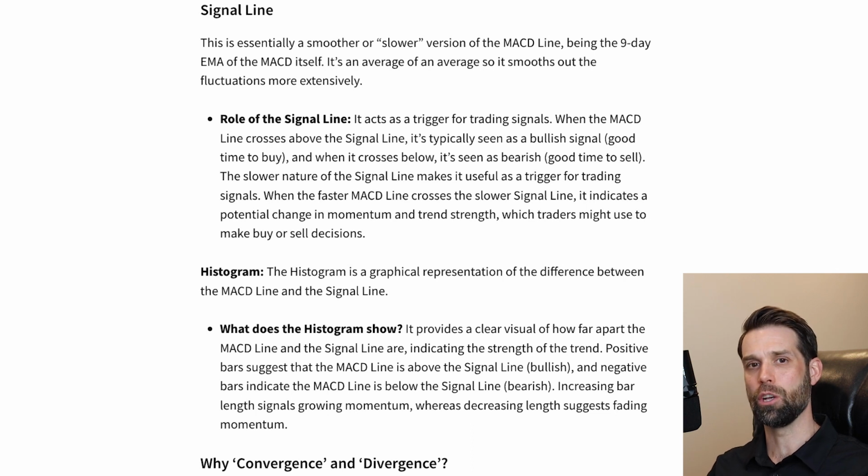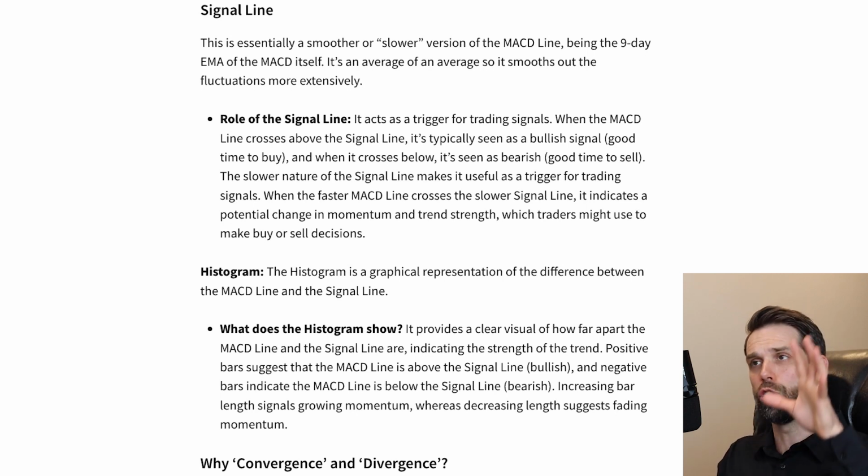So as the MACD line crosses through and goes above that 9-day average, it's higher than the past 9 days. Therefore, it's probably in a bullish move. And then conversely, when the faster MACD line crosses the slower line downwards, that could indicate that the momentum is shifting and we're going into a downtrend. And again, all these signals could be good buying or selling decisions for someone.